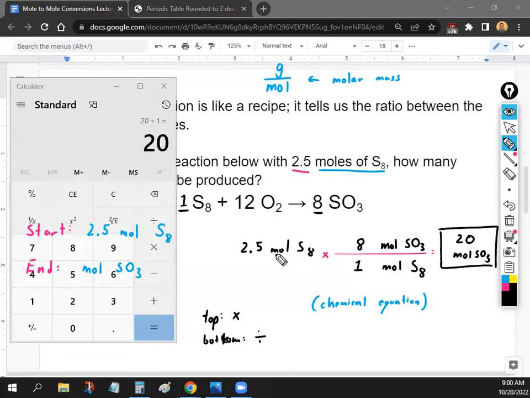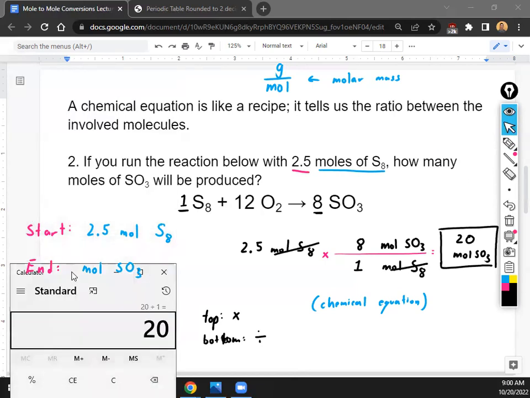And it's moles of SO3 because the moles of S8 cancel each other out. Okay. So it's basically the same thing we did last time. You're just getting your numbers from the fraction from the equation instead of the molar mass.